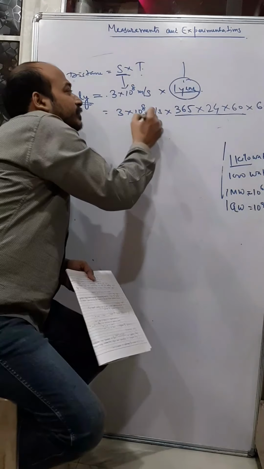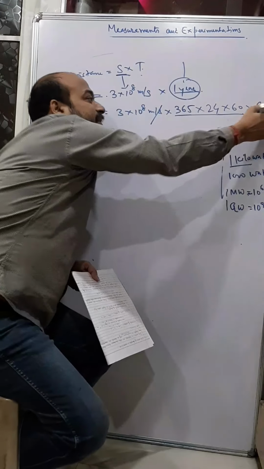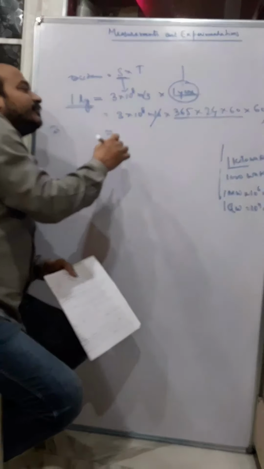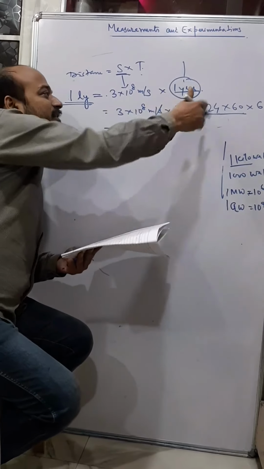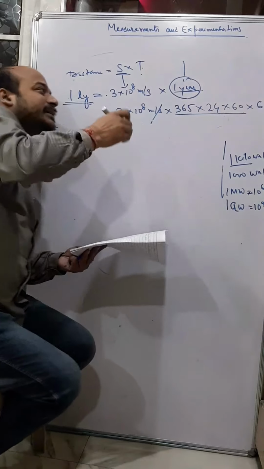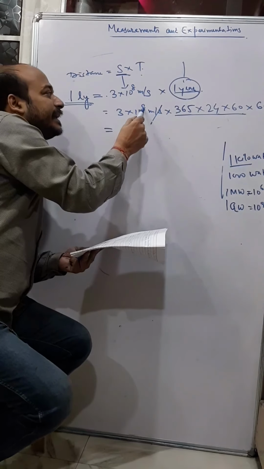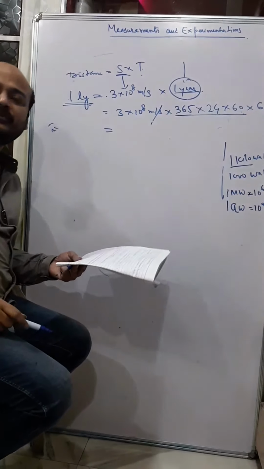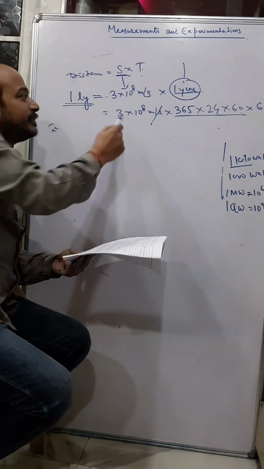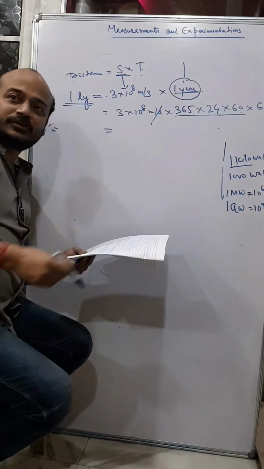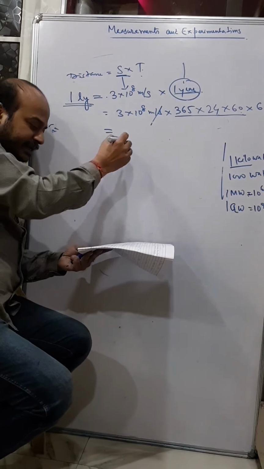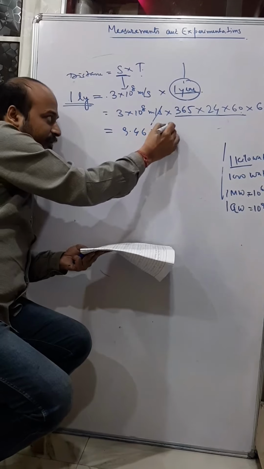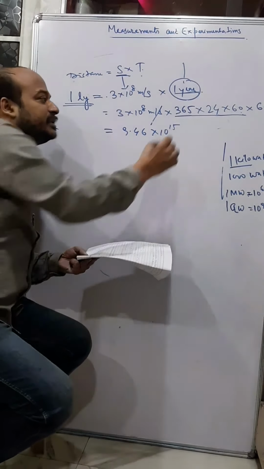Now finally, this and this will get cancelled. And then the final value, you don't have to calculate such a big multiplication, but you can understand there are 8 zeros here, 9 and 10. And when you multiply them, you will get some more zeros. And finally the value will come as 9.46 into 10 to the power 15 meter.